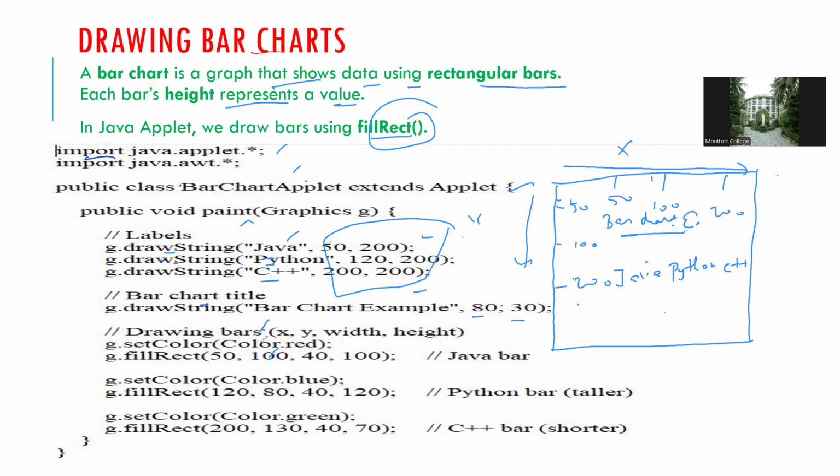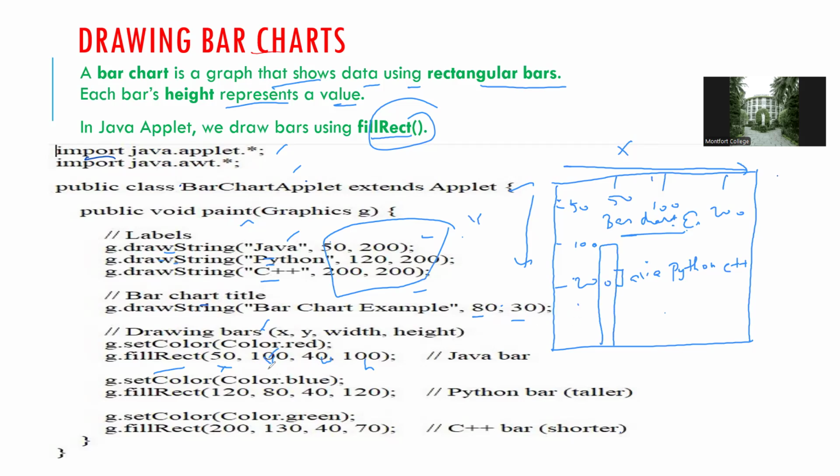Next, drawing bars. Okay, first set color to red. The fillRect function we have to use. The fillRect function takes x-axis, y-axis, width and height. Okay, so with this 40. From where? 50, 100. So 50, 100 is here. 50 on the x-axis, 100 is here, 100 on the y-axis. So the bar will be like this.